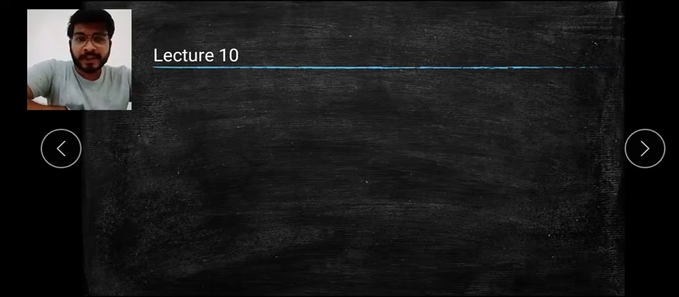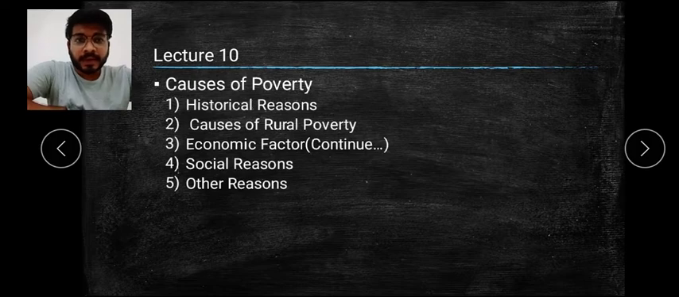We are continuing with the chapter Poverty, and this is the 10th lecture. We already started with causes of poverty. Now we are going with the economic factors in the causes of poverty, and we are continuing the same part because there are 5 points. We have already completed 3 points in the earlier lecture. Today we are going to see 2 more points and again a quick revision of all the 5 points. Then we'll move to the next lecture, that is the social reasons. So let's start with the economic factors.